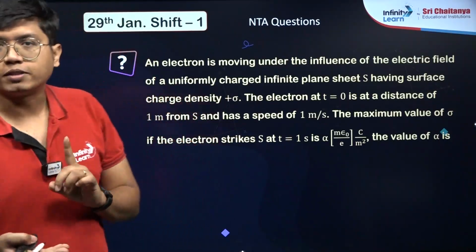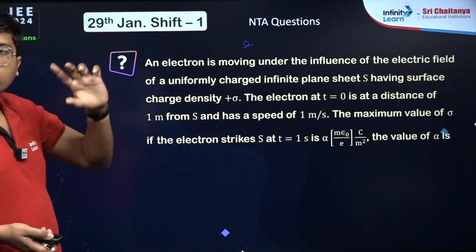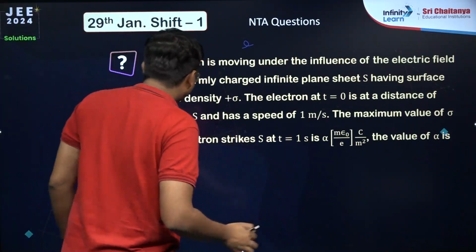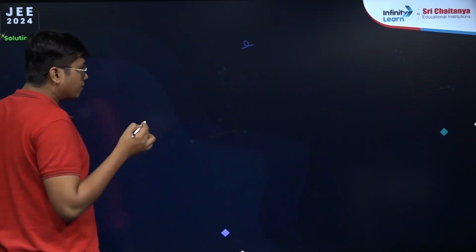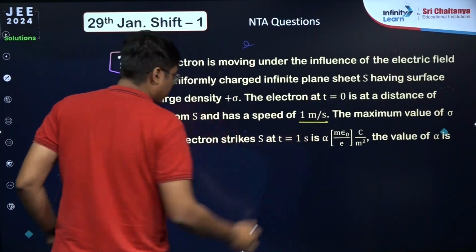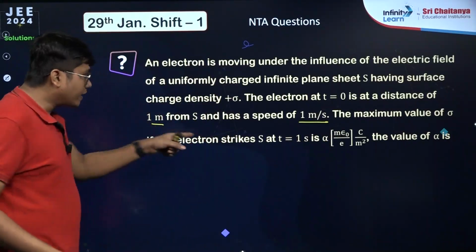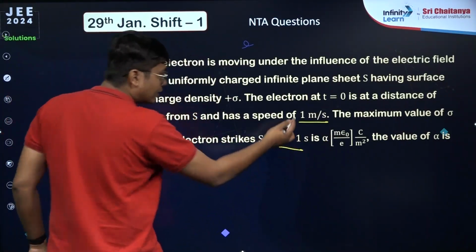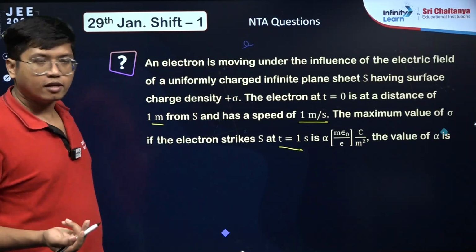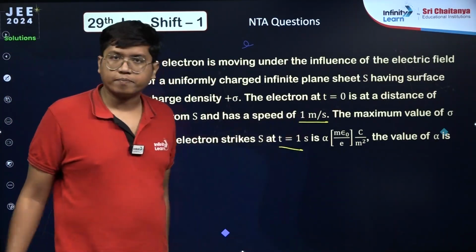How do I know that happens? How do I know that the velocity is opposite to it? That is because if you see, it has to travel a distance of 1 meter and its speed is 1 meter per second. So if it strikes S in 1 second, then you can clearly tell that there is no acceleration, because this S is equal to V into T.